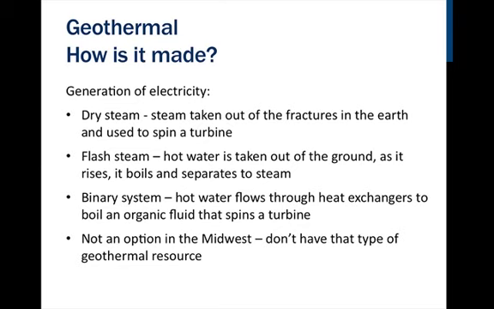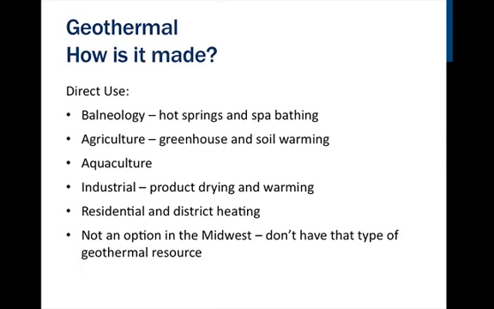This type of system can only be used in areas that have this type of geothermal potential. It is not an option in the Midwest, as we don't have that type of geothermal resource. Direct use applications utilize geothermal heat without first converting it to electricity. This could be in hot springs or spa bathing, agriculture through greenhouses or soil warming, aquaculture, industrial uses such as product drying and warming, and residential and district heating.